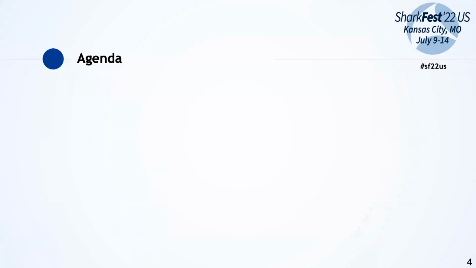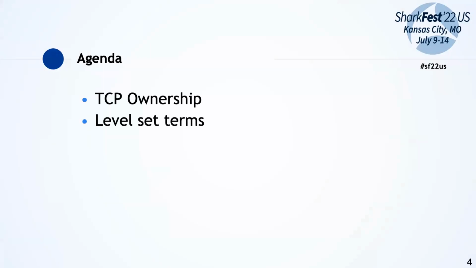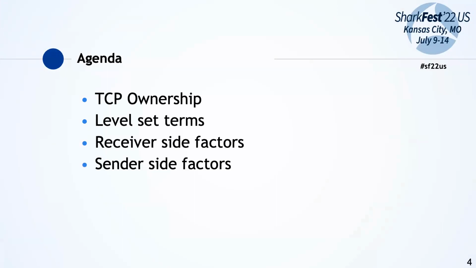Agenda today. We're going to talk about TCP ownership, who owns TCP. We're going to talk about some terms so we're all on the same page: receiver side factors, sending side factors. I'll give you a quick checklist, and then we'll hit a few other things that we really won't go into a lot of detail about, but you can investigate later on your own.